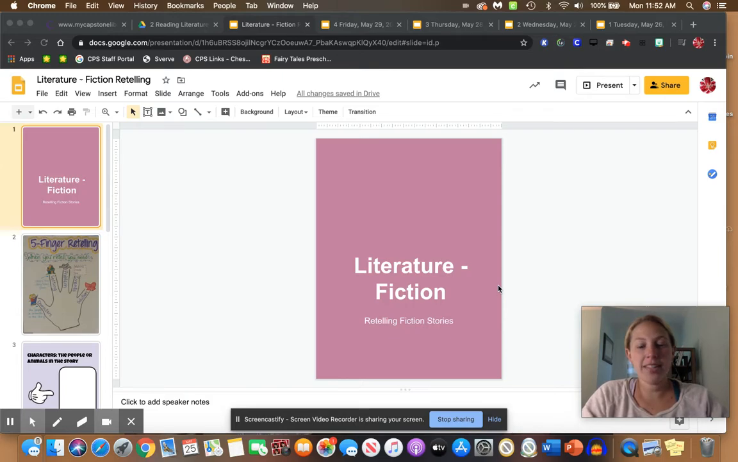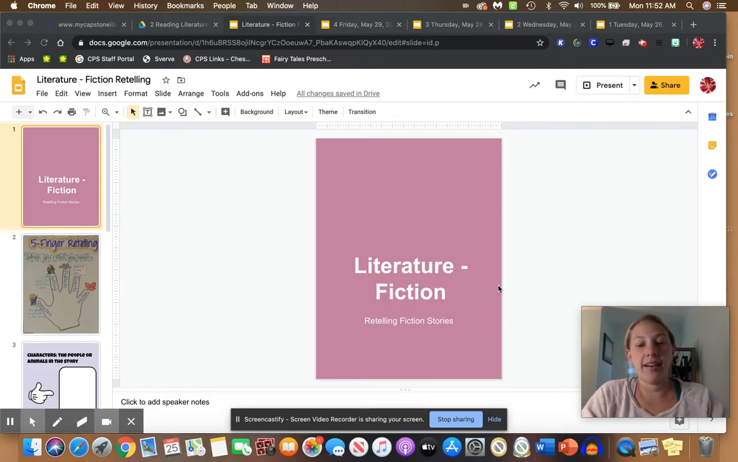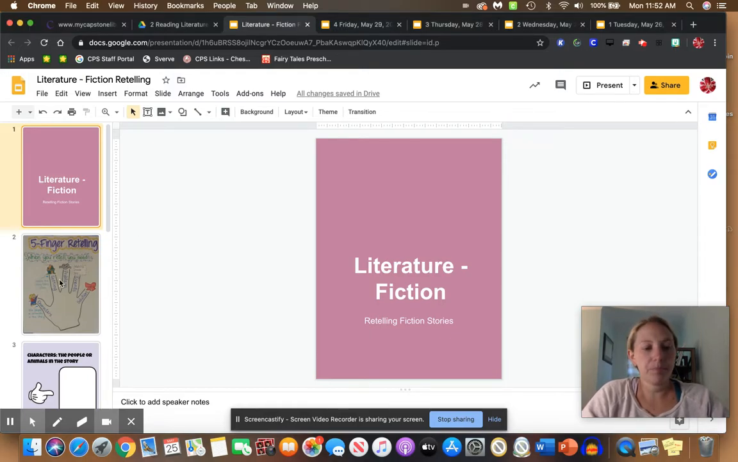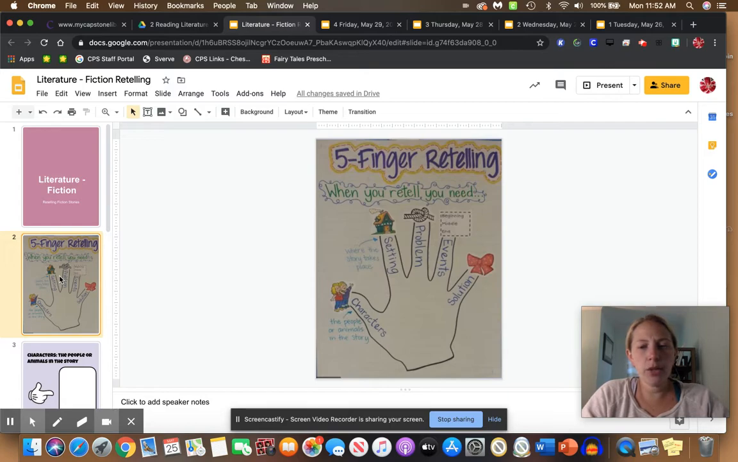Hi, boys and girls. This week we are going to be focusing on fiction stories, and specifically, we're going to be going back into how to retell fiction stories. If you remember, a week or two ago, we learned about giving a five-finger retell.